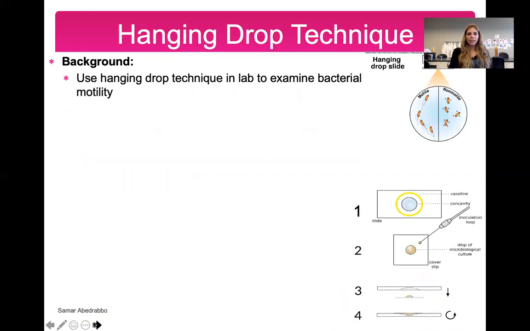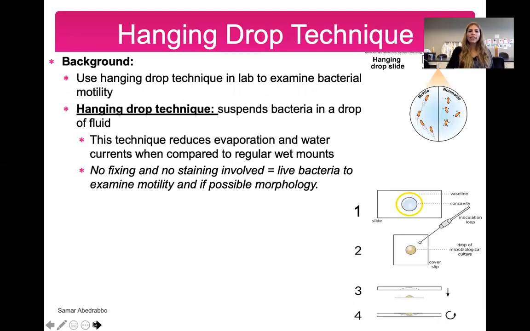Okay, now to get into the technique in lab of how we actually determine if bacteria are motile or not. There's a technique in lab called hanging drop technique. It's called hanging drop because you literally hang a drop of culture from a slide. So you have your slide and you have your drop of bacterial culture hanging on it, and you look at it under the microscope. So that's what the technique is called. With this technique, you suspend bacteria in a drop of fluid. It's a drop of culture that the bacteria is growing in.